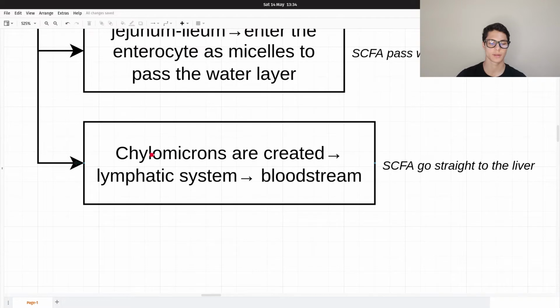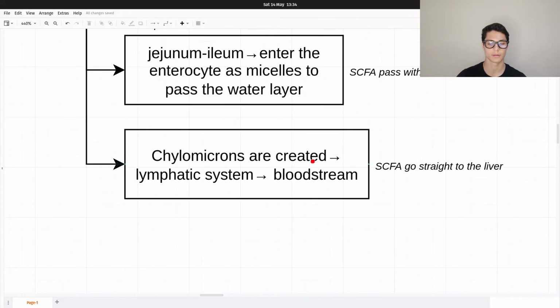And once inside the enterocytes, chylomicrons are created, and they go through the lymphatic system, where they have a check to make sure everything is in order and there are no pathogens with those fats. And then in the bloodstream they can go into the liver.